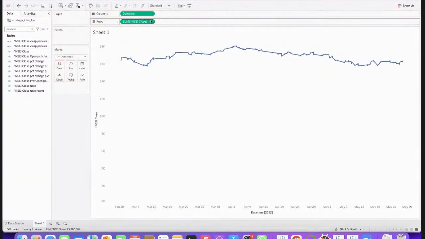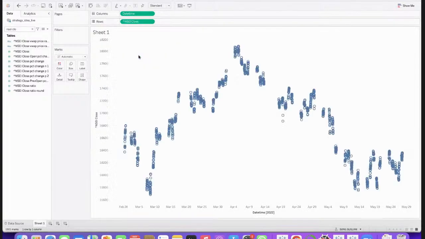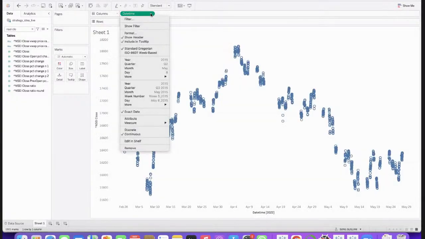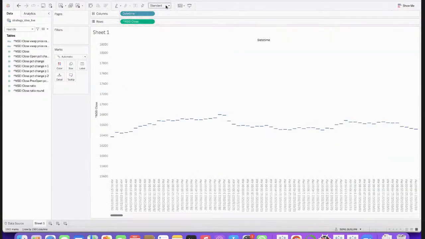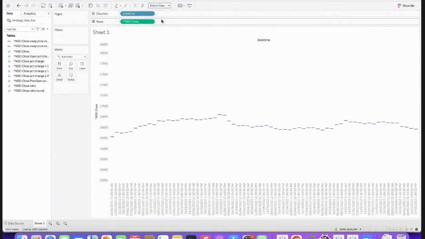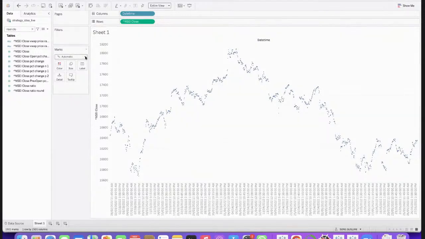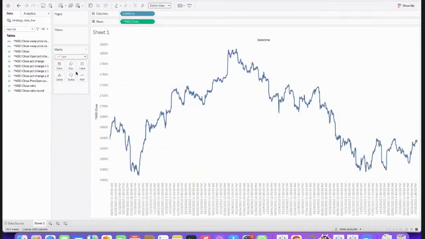So it has plotted, but it is not plotted properly because it is taking NSE close as the measurement. I will convert this into dimension. I'll make the data discrete, make it full view, and convert this into line. Is it looking good now? Yes, it's looking much better now.